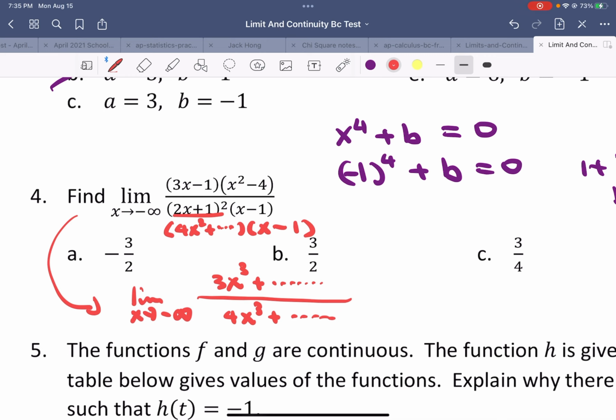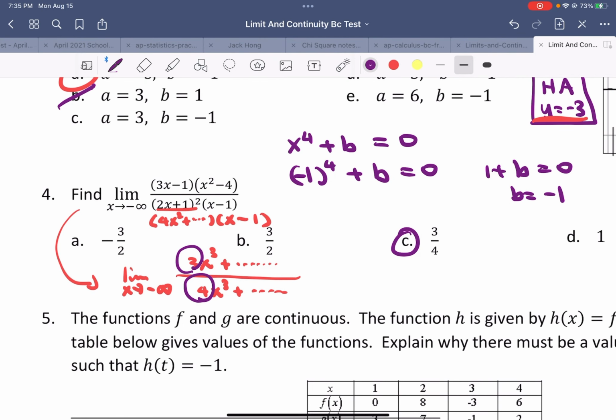When you expand it out, the other terms are not our interest. So only the highest power term. So 3 over 4, that's the value. So y equals 3 over 4. That's your final answer. Okay. Only after you expand it, only the highest power term.